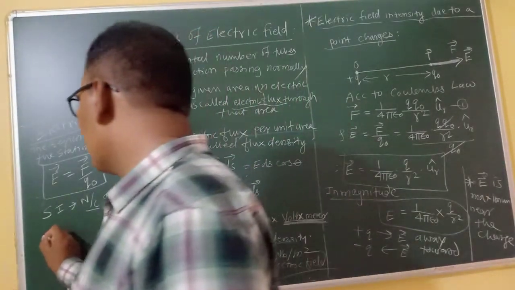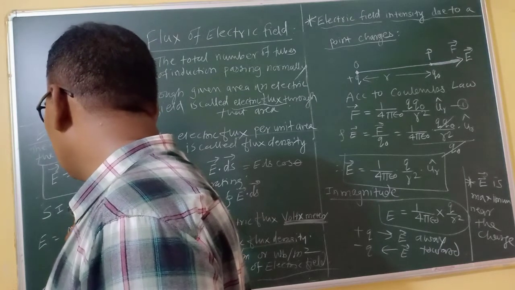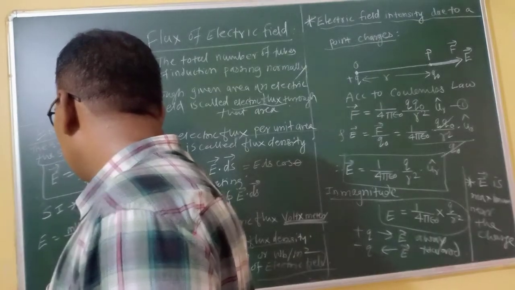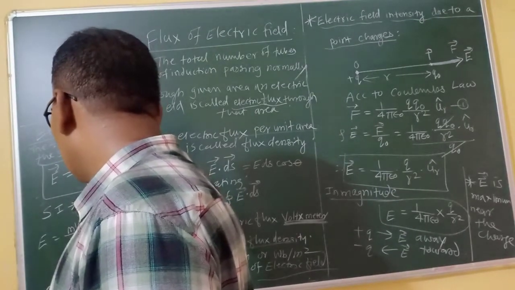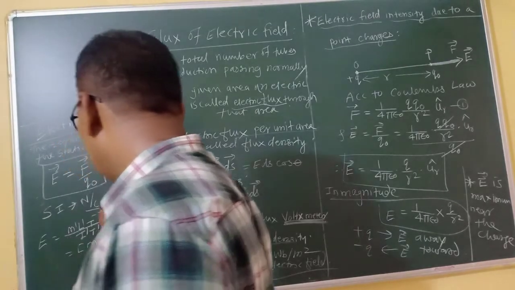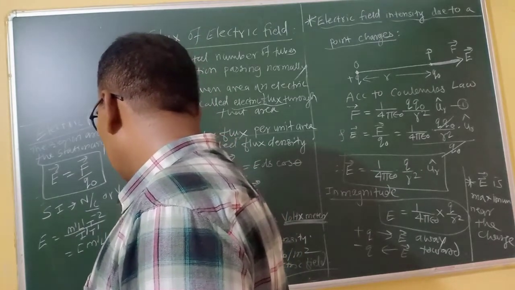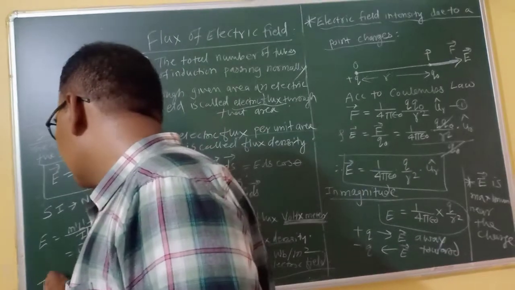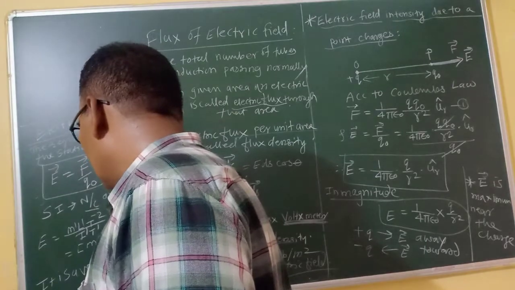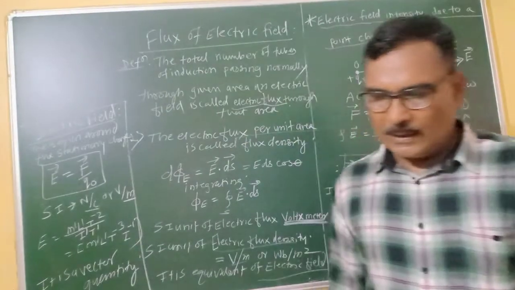Then we have to write the dimension for electric field intensity. E is F divided by charge. The dimension of F is M1 L1 T minus 2, and charge is I and T. So we get the dimension M1 L1 T power 1 minus 2 and minus 1, it is minus 3, and I raised to minus 1. It is a vector quantity. These are the points we have to remember for the electric field intensity.